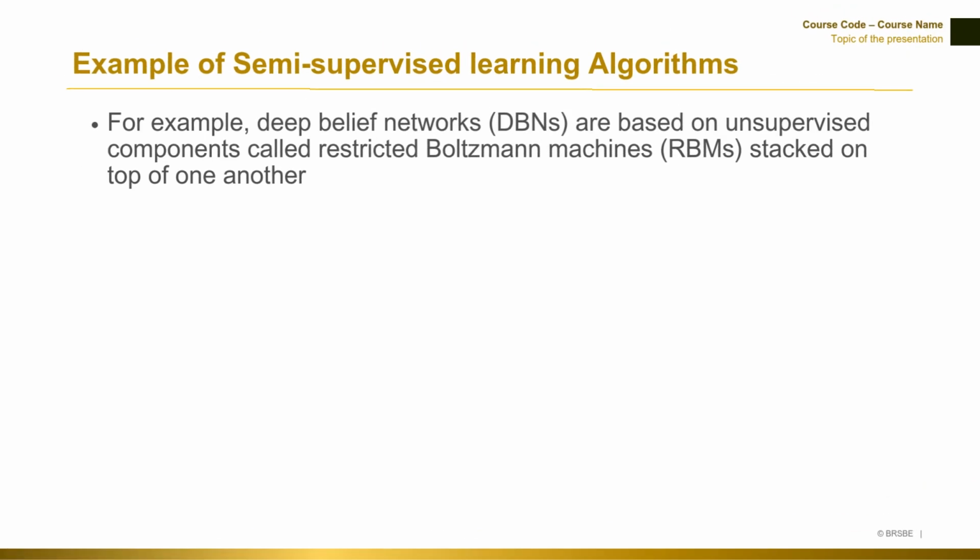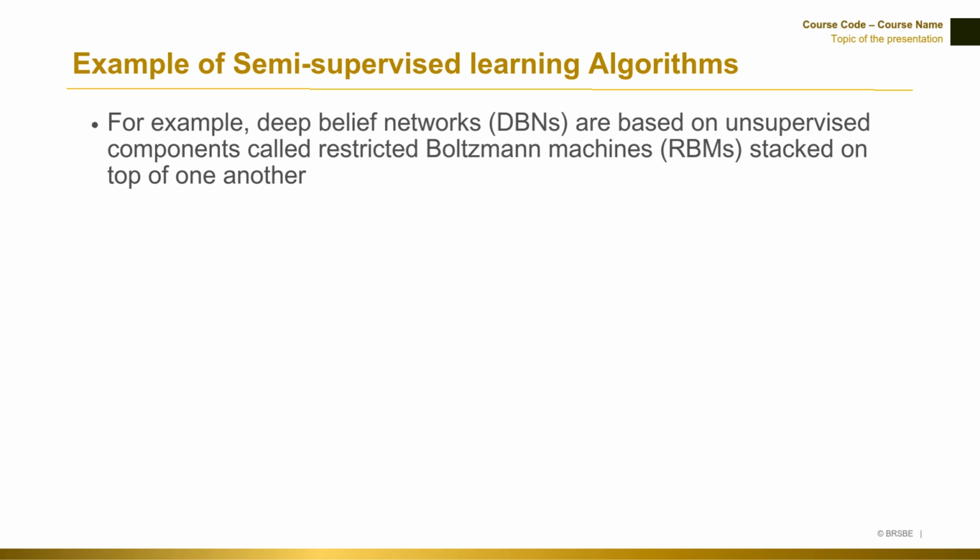One prominent example of a semi-supervised learning algorithm is the Deep Belief Network, which is DBN. DBNs are composed of multiple layers of stochastic latent variables. They are built using unsupervised components known as restricted Boltzmann machines, which is RBMs, which are stacked on top of one another. How does this work?